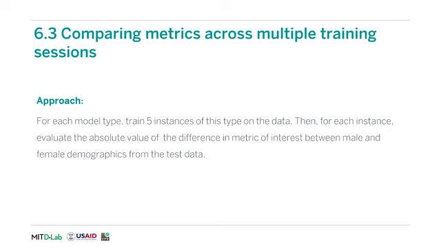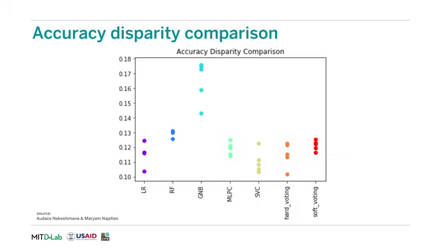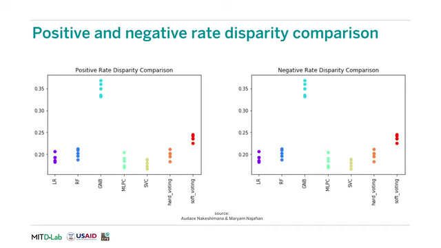If you look at the plot for the accuracy disparity comparison, you can see that models like logistic regression or hard voting or SVC have significantly lower accuracy disparity than Gaussian naive Bayes or random forest. We see a similar trend by looking at the positive and negative rate disparity. If you look at models like logistic regression or SVC or hard voting, you can see that they have significantly lower disparity than GNB.